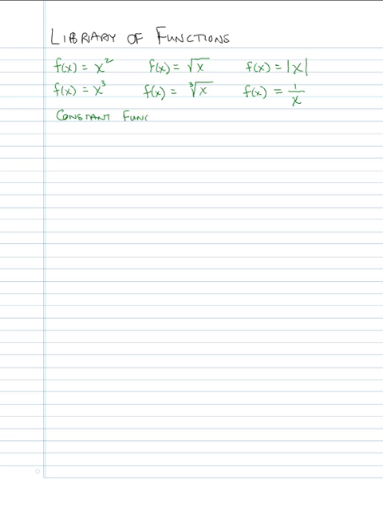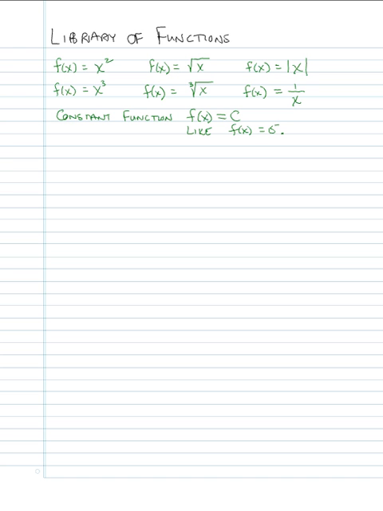A constant function is something that looks like f of x is equal to c, some constant number, like f of x is equal to 5. That would be a constant function. Or it could be f of x is equal to -3, or f of x is equal to 1/2, or f of x is equal to 271. But what f of x is equal to is a constant. It doesn't involve any x's at all on the right side.